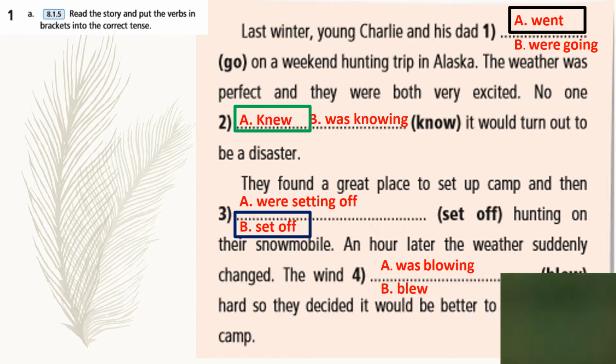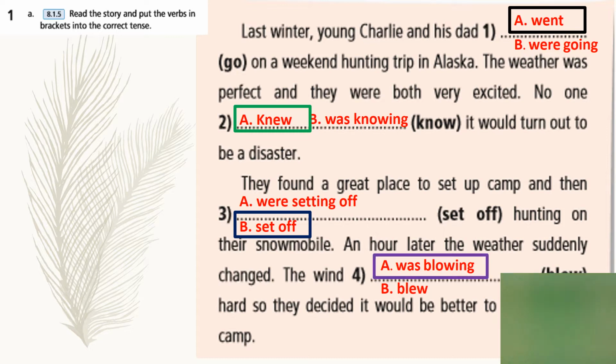The wind, verb to blow, here we have blew or was blowing. If we choose blew, it means that it only blew for one minute or less than a minute. But if we choose was blowing, it means that the action was in progress in the past. So what do you think? Yes, the correct one is was blowing hard.